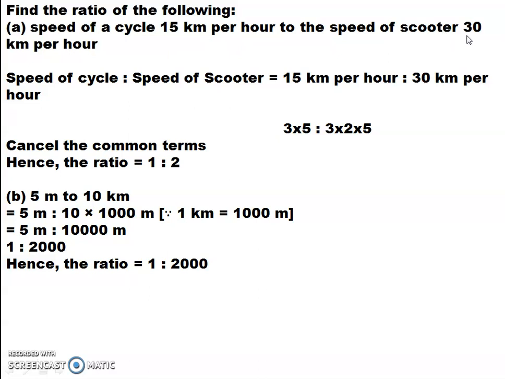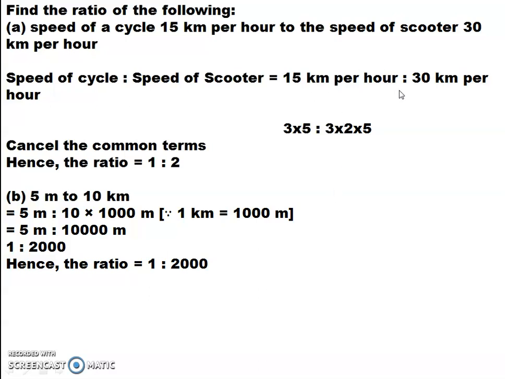It is 30 km per hour. Which is the first quantity? First quantity is speed of the cycle. Which is the second quantity? It is speed of scooter. So I will write in such a way that speed of cycle comes first and speed of scooter comes second. That is what we learnt in the third point. Order of terms is very, very important.